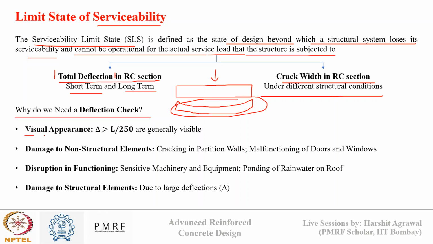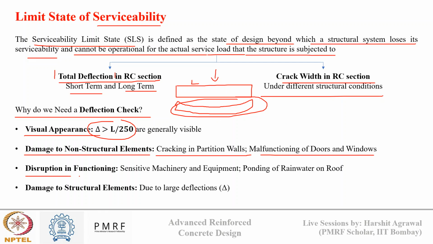The first is visual appearance. If this deflection is more than the span length of the beam divided by 250, then it won't make the beam look good visually. So that visual appearance can be a problem. Then due to such deflection there can be damage to non-structural elements like cracking in partition walls or malfunctioning of doors and windows that can occur due to such large deflection.